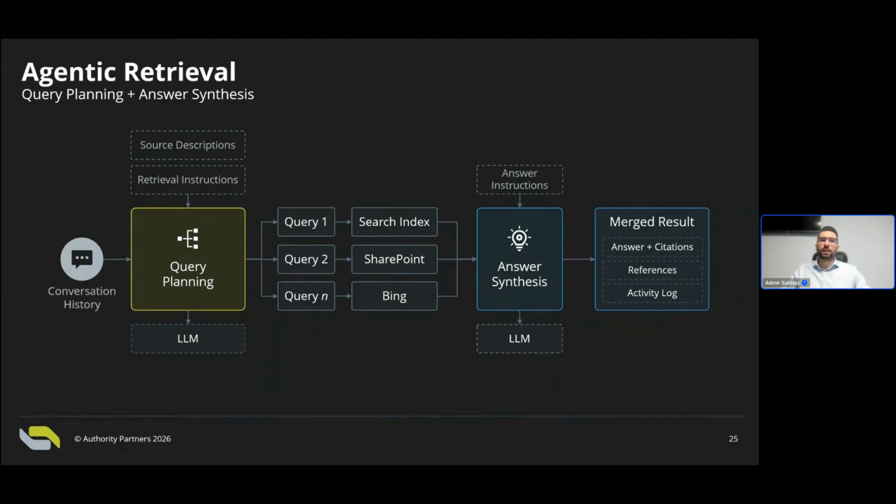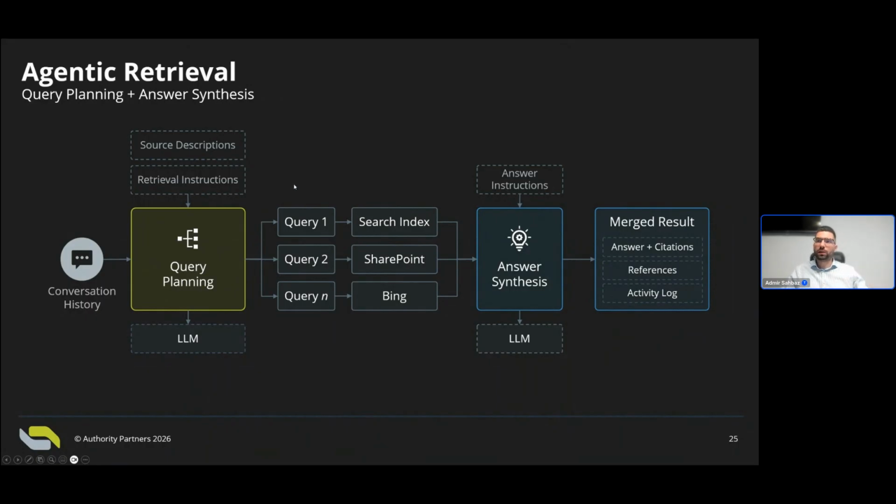So the first step after the query is received is called query planning. This is where Azure AI Search sends the user input together with the conversation history to a language model. And this is where the agentic aspect comes into play, because the model analyzes the user input and the conversation history to better understand the underlying information need. And then instead of issuing a single broad search query, the LLM can break complex or compound questions into multiple focused subqueries, as you can see here on the diagram.